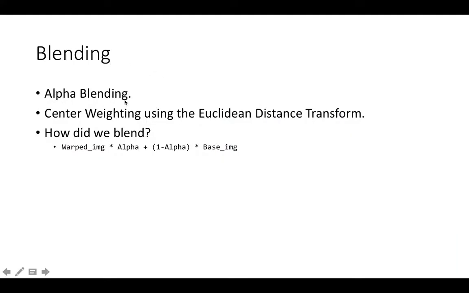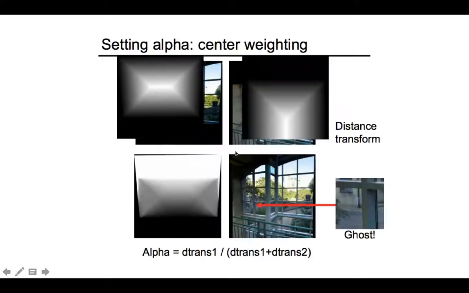We used alpha blending to blend the images using the center weighing of the Euclidean transform. And this is the equation that we used to blend. Okay, just a quick explanation about what center weighing is. So this is the Euclidean distance transform. And then once you get your alpha, this is how the center looks like. And then once you blend them, you're obviously going to see a little bit of a seam here, but it's way less than other techniques.